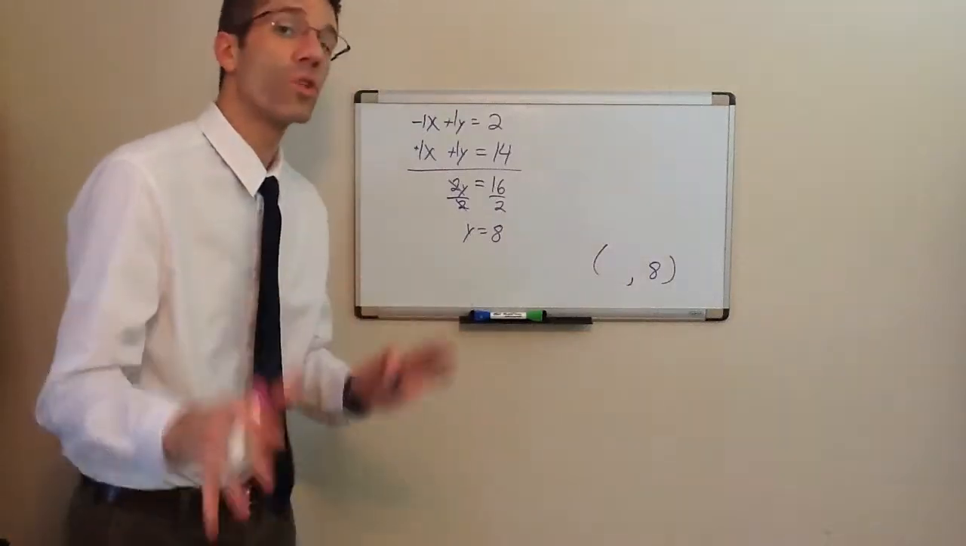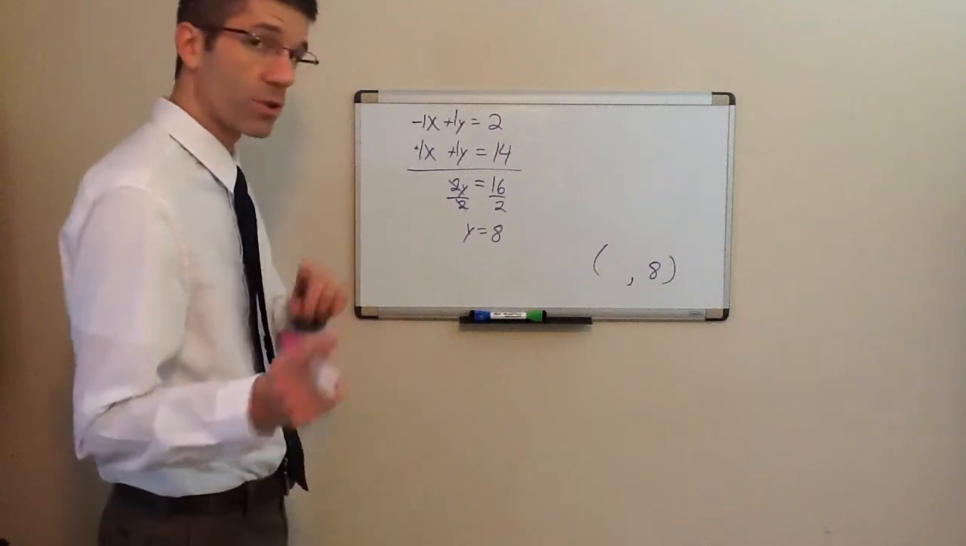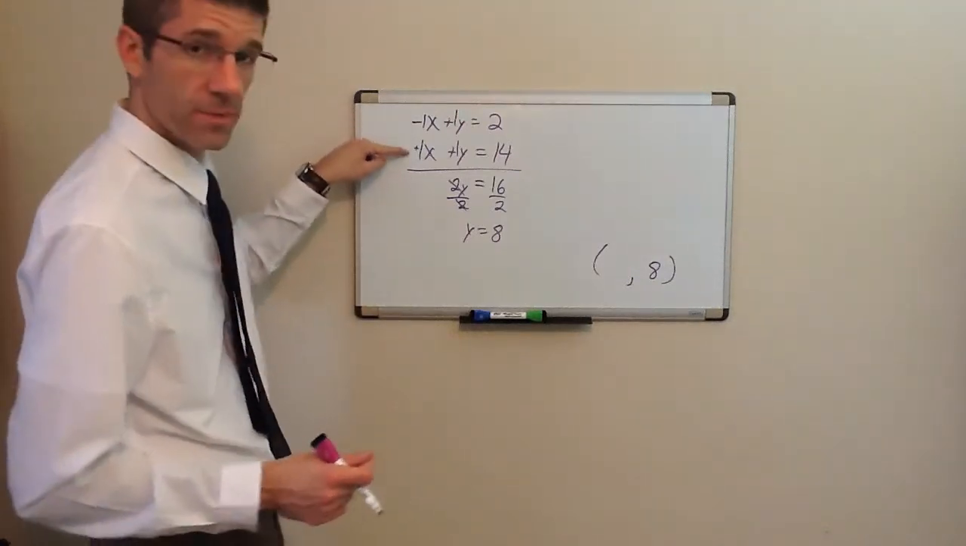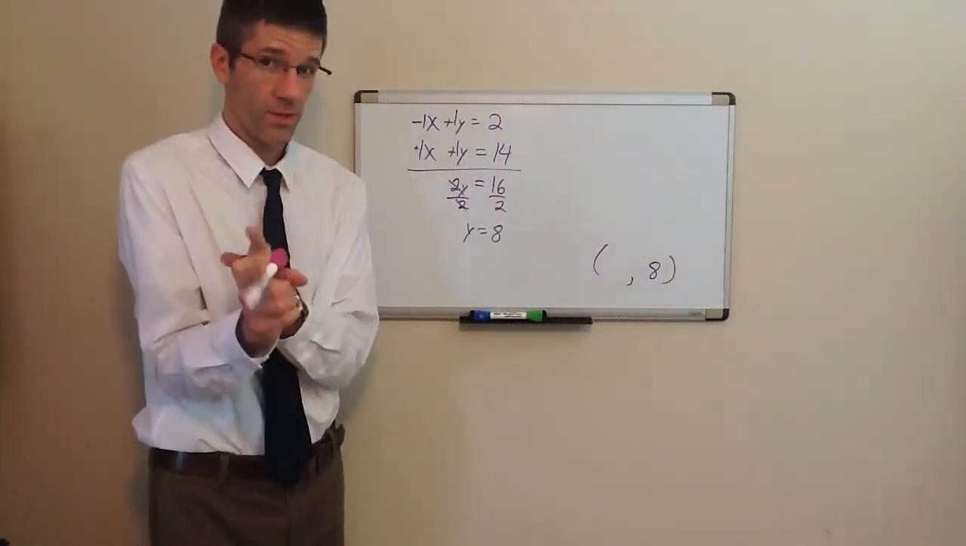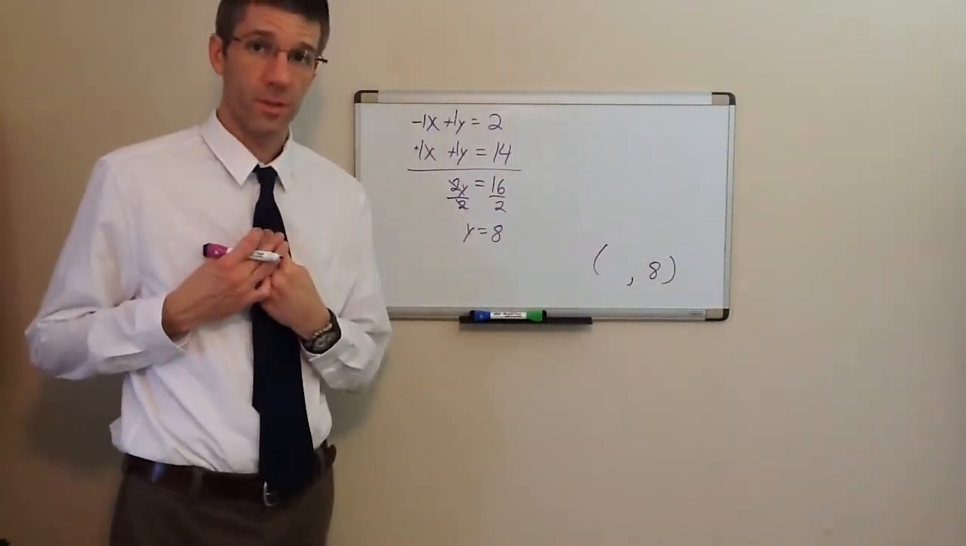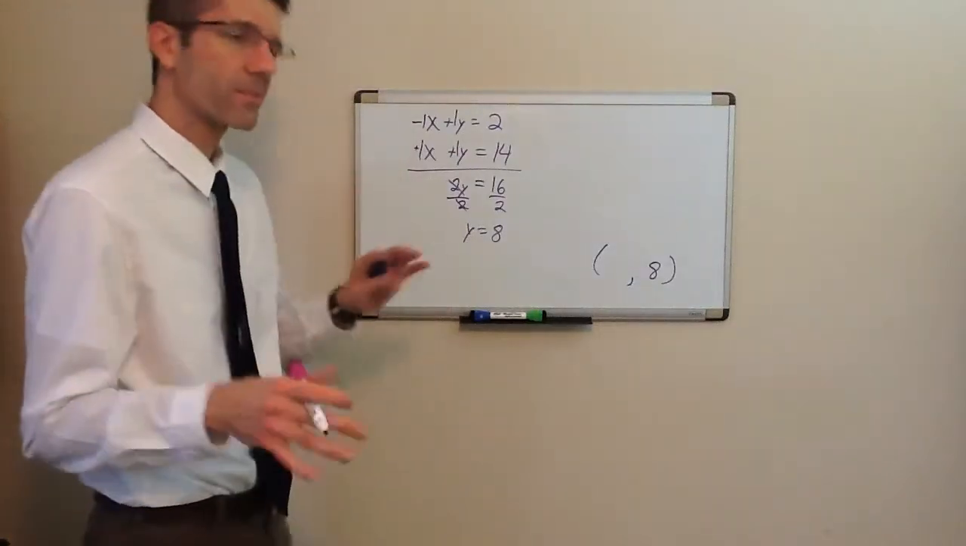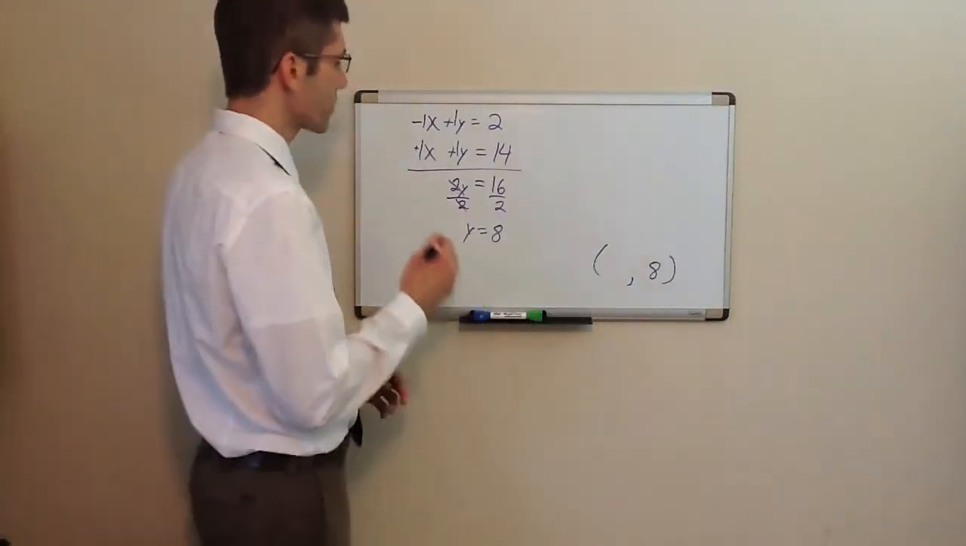So I don't know what x is, but I'm about to find out. So do you want to use the top equation or the bottom one? There is no wrong answer here. You can use either equation you want to, but I have a personal opinion. And my personal opinion is use the one that has the positives in it. It just makes it a little bit easier to deal with. So I'm going to use this one.